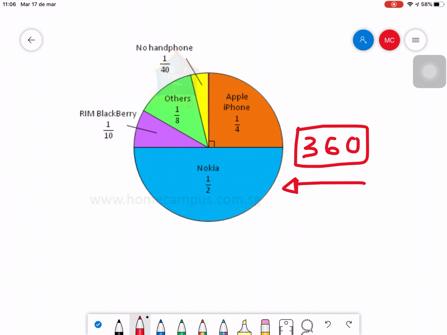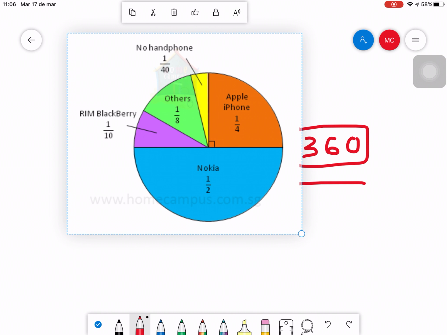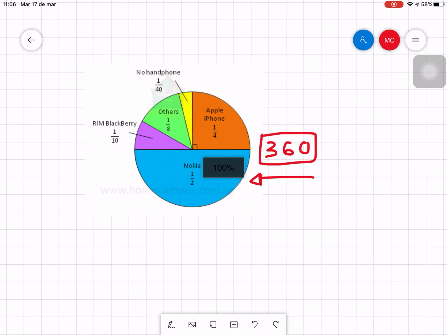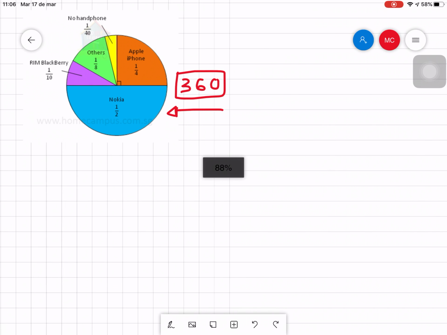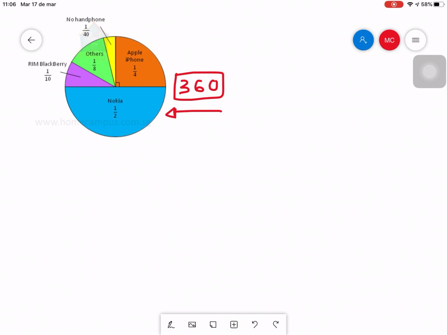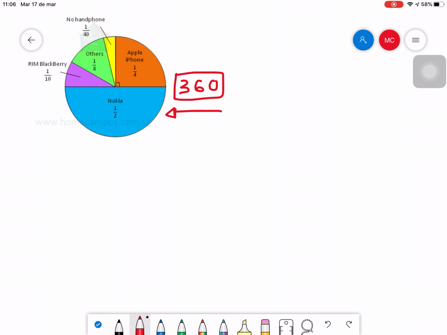And then, just as in the other exercise, you're asked to say how many people have, for example, an iPhone, okay? What you have to do is the following. Pay attention to this. You are told that 1/4 of the people said they have an iPhone. That means I want to know how much is 1/4 of 360.